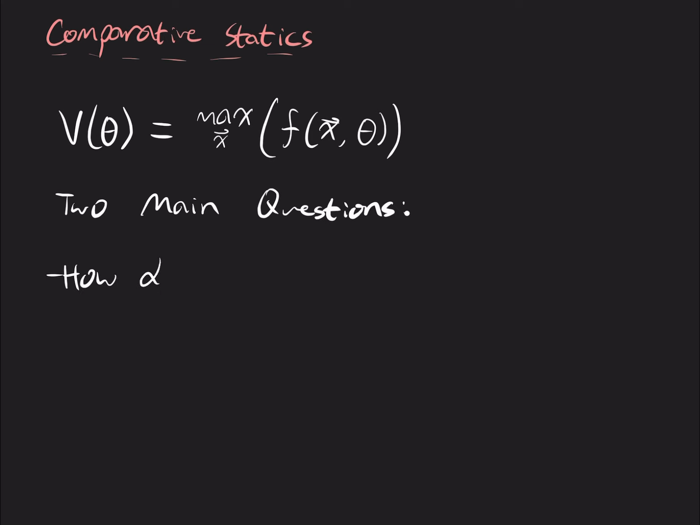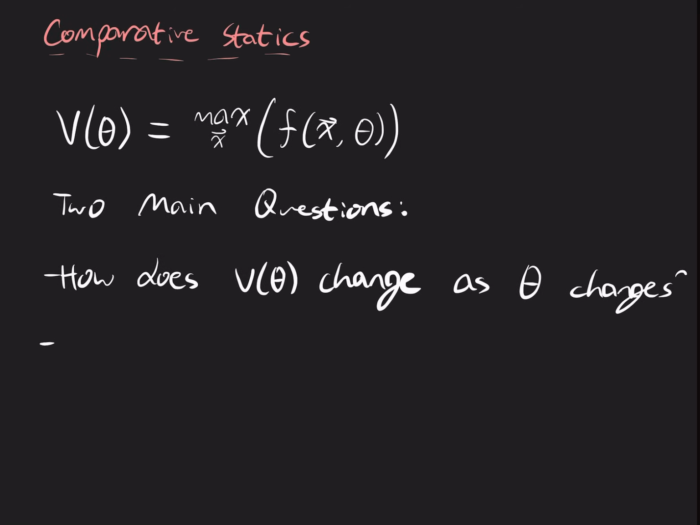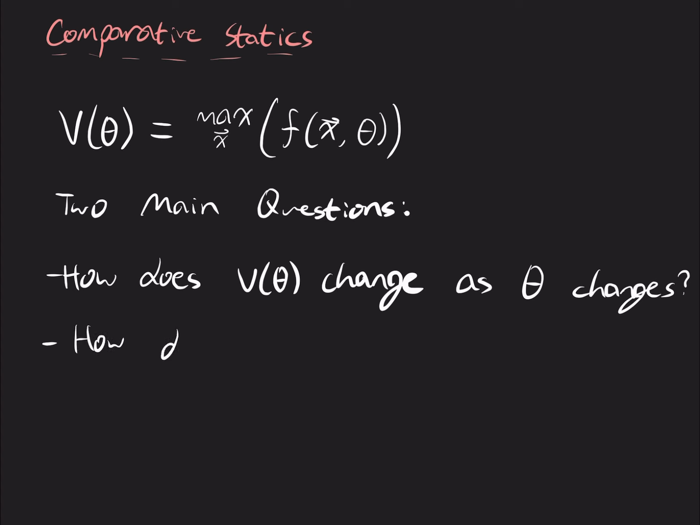The first one, how does v change as the parameter changes? And how does the optimal choice variable change? And I guess, for our purposes, I'm going to just do this in one choice variable, but again, it could be easily extended when you just look at one of them at a time. But anyway, so how does x star, the optimal choice variable, change as that parameter changes?